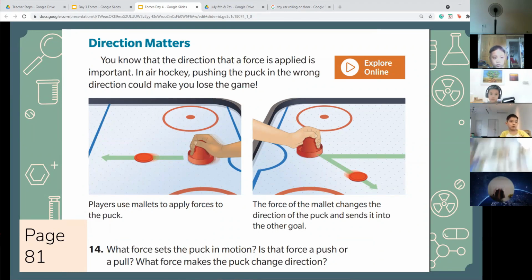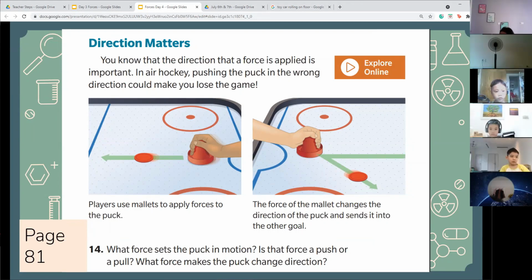Question. Yes, Leo, what's your question? Air hockey is when there is some air in it that is blown out and then up, and then the round one will go faster.